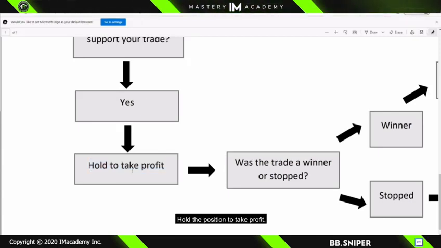Okay, so this is why that's in there. Hold the position to take profit. Hold it. That's all you gotta do. It's just hold it, and it's as simple as that.